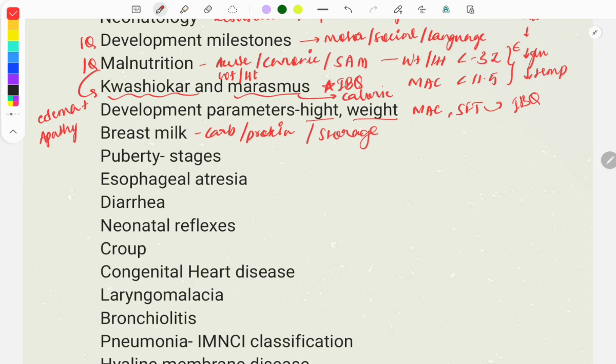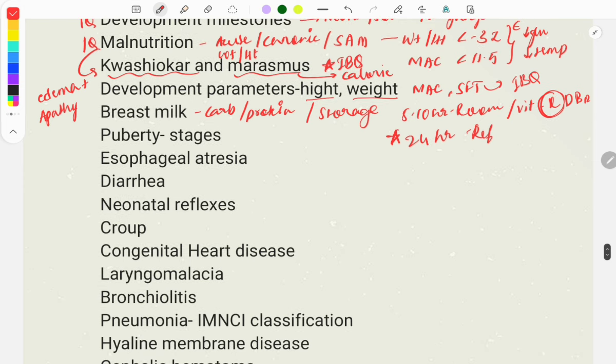In room temperature, it will be 8 to 10 hours, but in the refrigerator you can store it up to 24 hours. And this refrigerator one was asked many times. Also, questions are repeatedly asked on the vitamins deficient in the breast milk, that is K, then D and then B12. So if K is given in the option, then you must select K, and if not, then D. And along with that, you also need to look at the other features if they are described in the question.